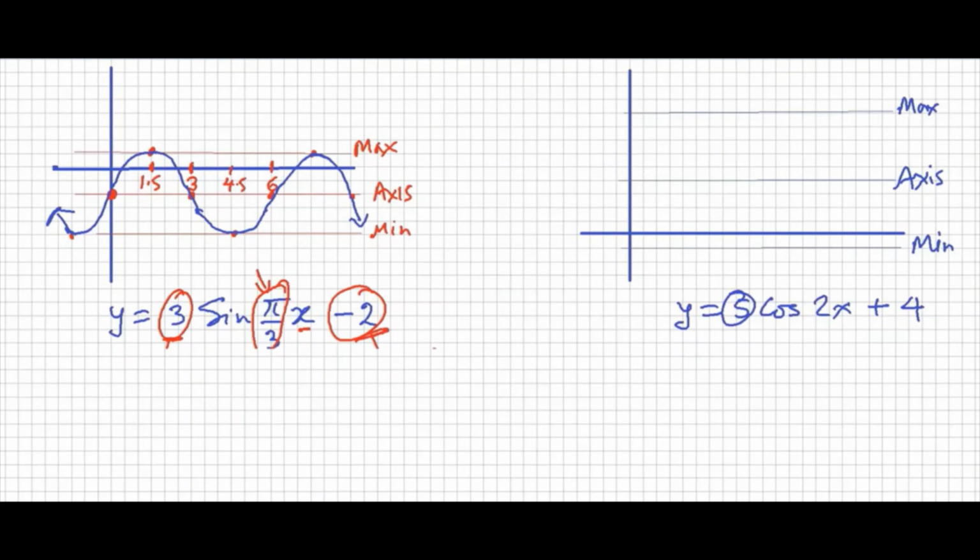Next thing was to find period, and period is 2 pi divided by b, where b is 2 in this case, the coefficient of x. 2 and 2 cancel, pi. So now pi is not a number, right? It's 3.14. I can't write it in decimal, so I will prefer to write in terms of pi only.